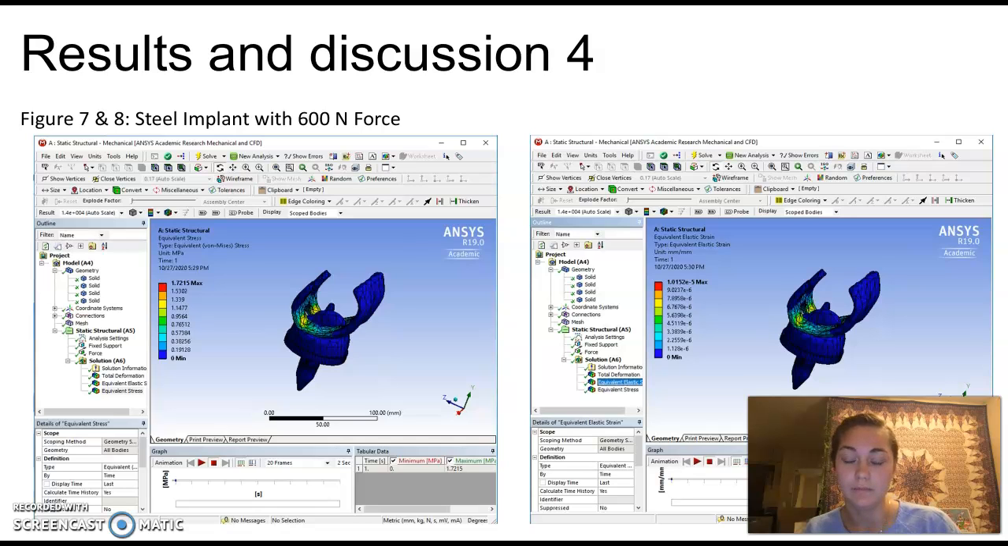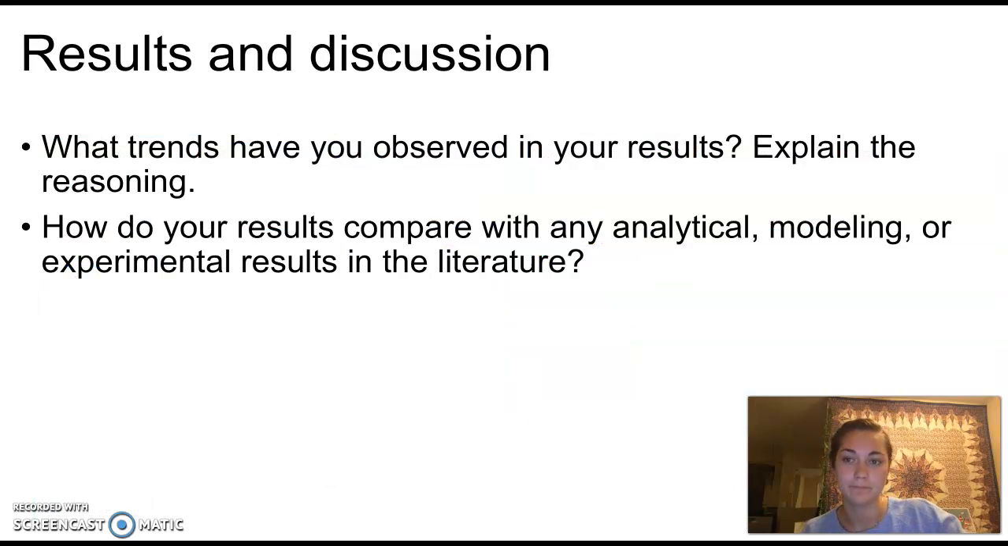And finally, the steel implant with the 600 Newton force. So on the left, the stress contour, which is 1.7 megapascals, and the strain contour on the right, which is roughly 1 times 10 to the negative 5 millimeters.